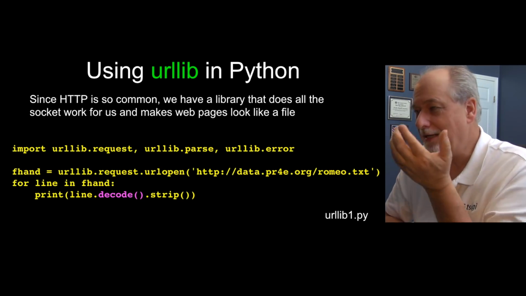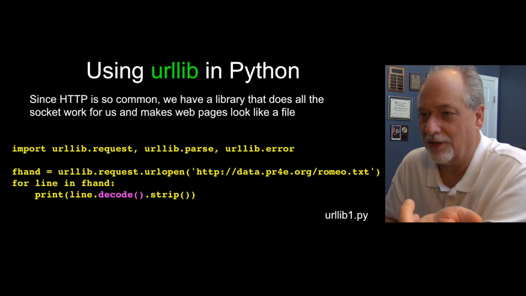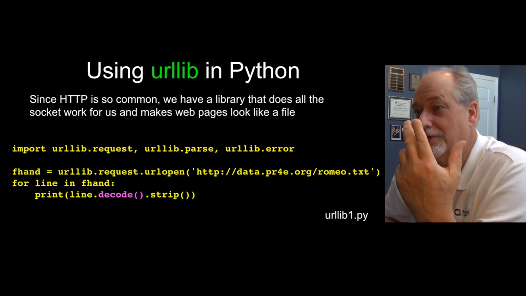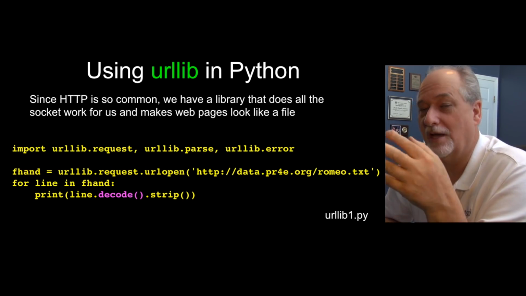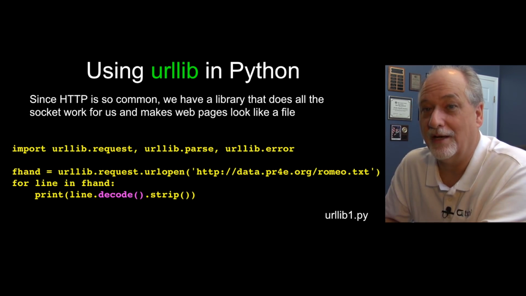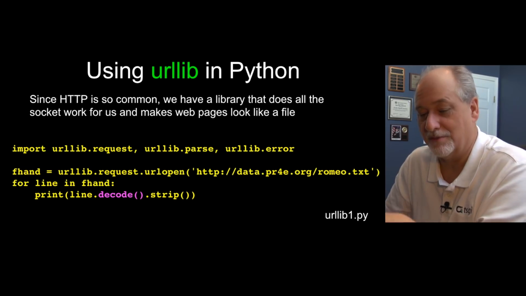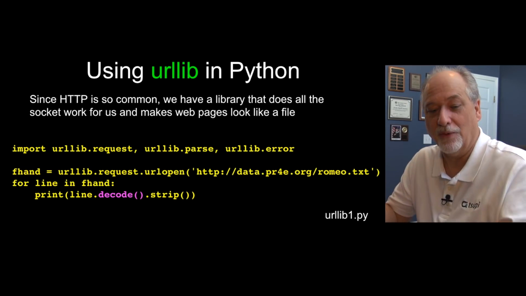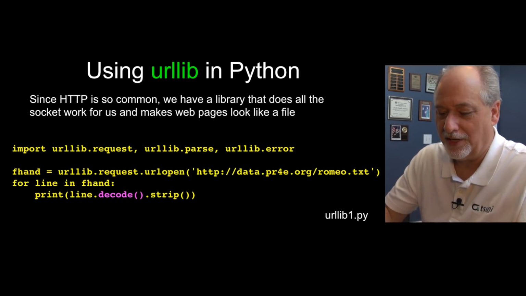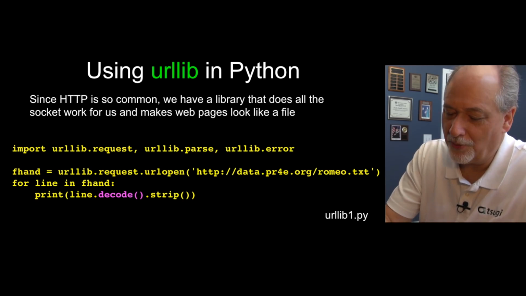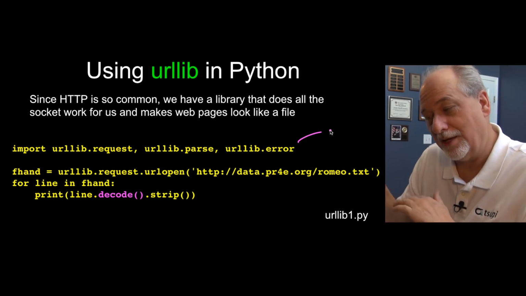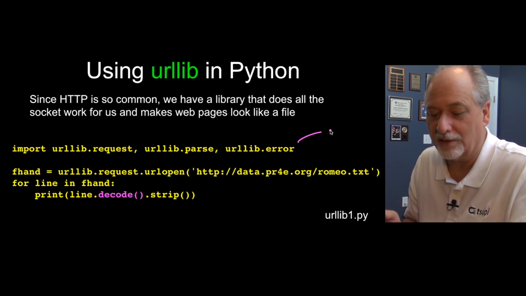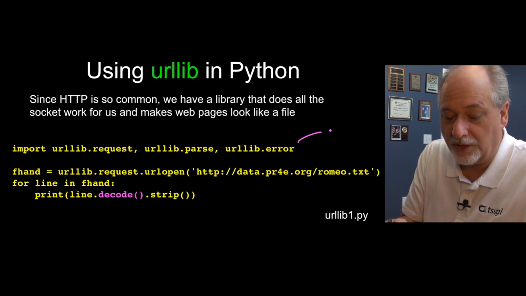URL-lib exists because the idea of opening a connection, sending a GET request, sending the new line, retrieving the stuff, breaking the headers out, doing all this stuff, is so common, why not put it in a library to save ourselves some effort? So here's how we do it. We're going to import this library. We had to import sockets before, but we're going to import URL-lib now. And this is really quite simple.